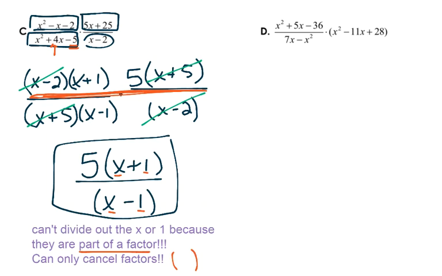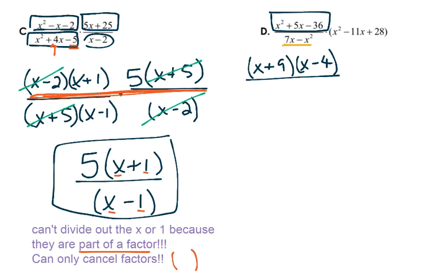The next one, first thing I'm going to do is factor the numerator. So think about two numbers you can multiply to get negative 36 that add up to 5. So that would be an x plus 9 and an x minus 4. In the denominator, if you look at this right here, it's actually backwards. So I'm going to rewrite that.